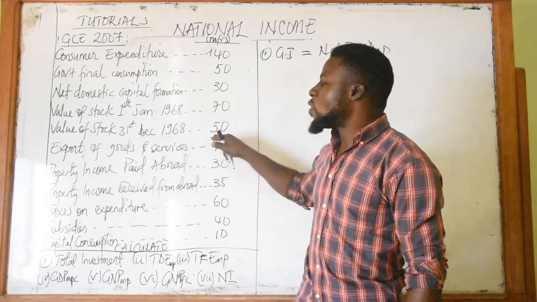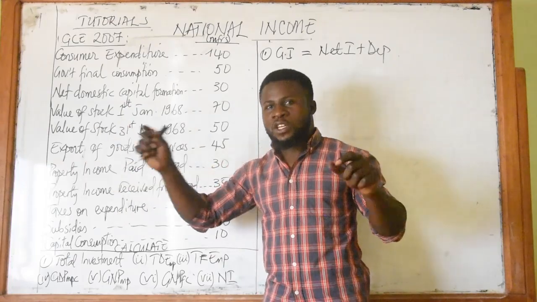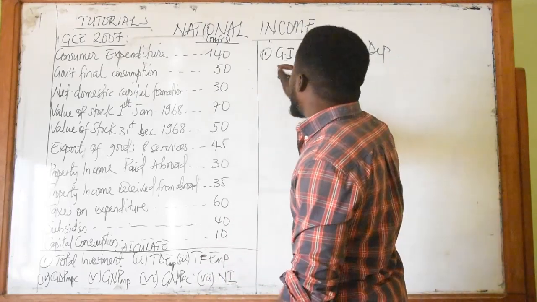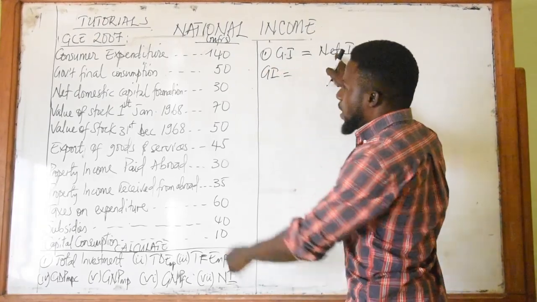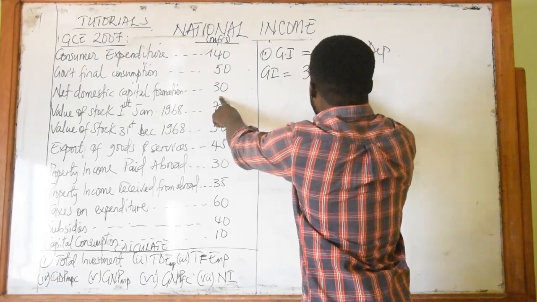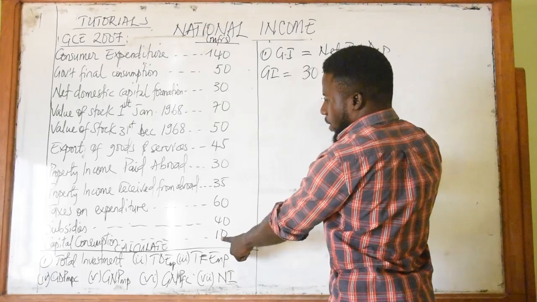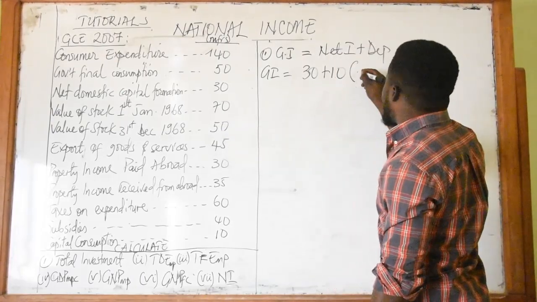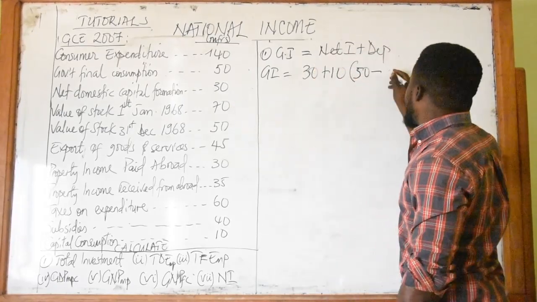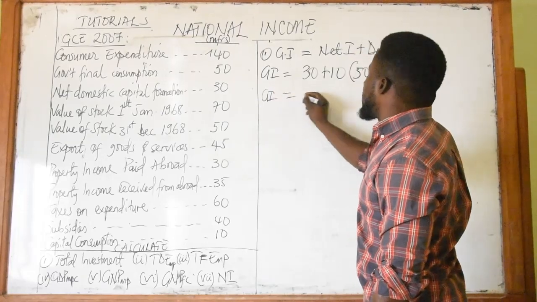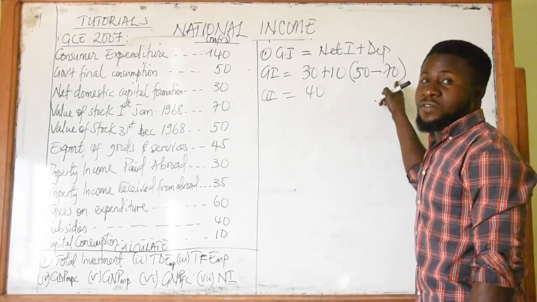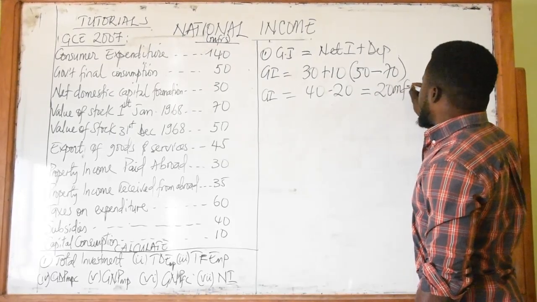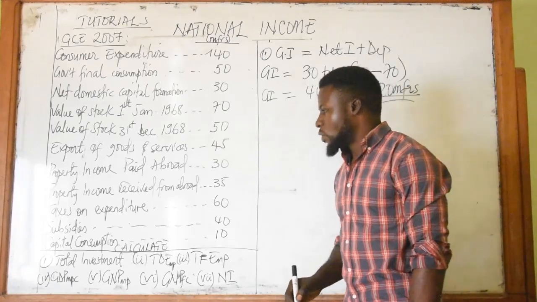So in this case, we take the value of the stock at the end of the year minus the value of stock at the beginning to see whether we had a positive or a negative change in the value of stock. Then that will affect our investment. So gross investment is equal to our net investment here, which is 30, plus depreciation, which is 10. And then we have the change in the value of stock: the value of stock at the end of the year, which is 50, minus the value of stock at the beginning of the year, which is 70. Everything in millions. 30 plus 10 gives us 40. 50 minus 70 gives us negative 20. So 40 minus 20, our total investment is 20 million francs. That is our first response. 20 million francs. We are good.